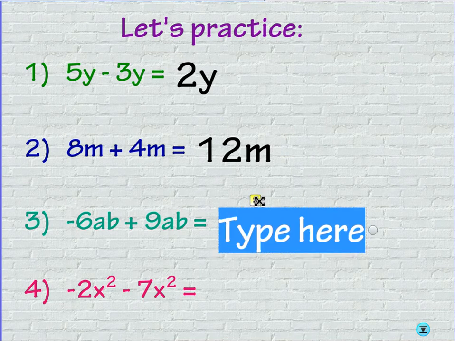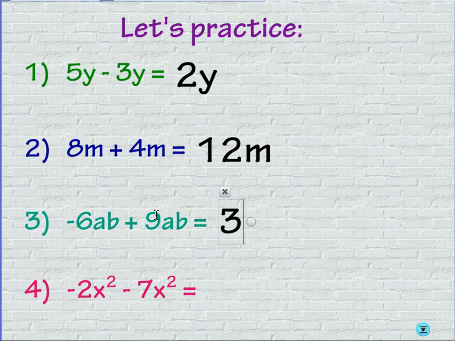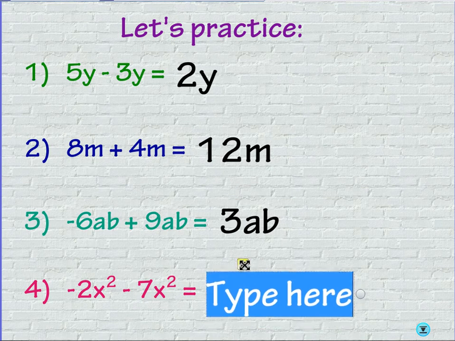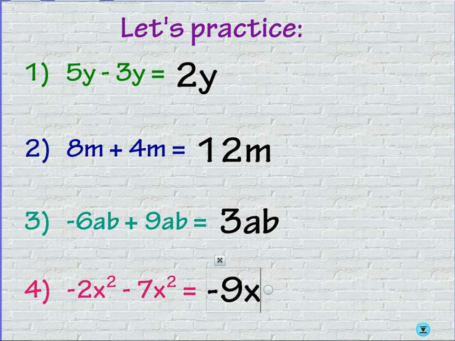If I have negative 6 AB's and I'm adding 9 AB's, remember they have opposite signs, so I'm going to find their difference. And my bigger number is positive. I'm going to end up with 3 AB's. And finally, I have negative 2 x squareds. I'm going to take away another 7 x squareds. I'm going to end up with how many x squareds? That's right, I'm going to end up with negative 9 x squareds.